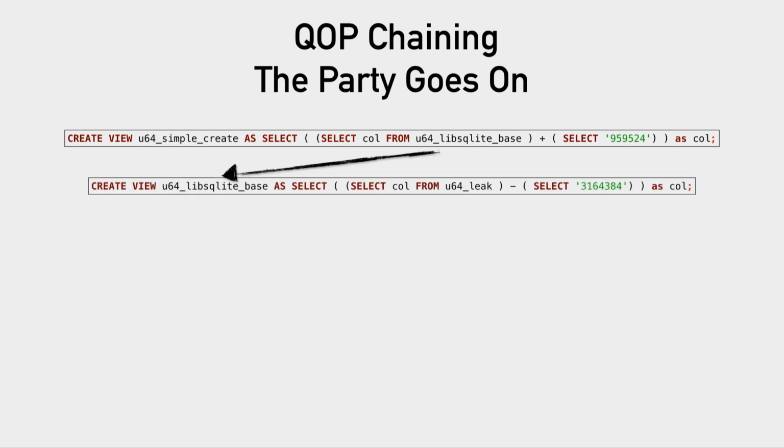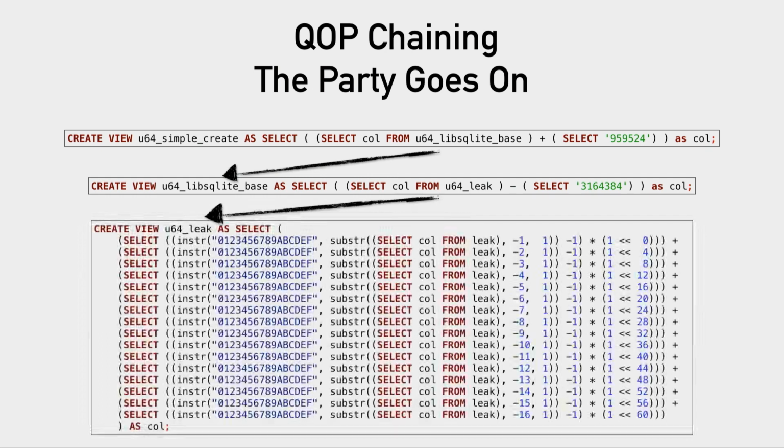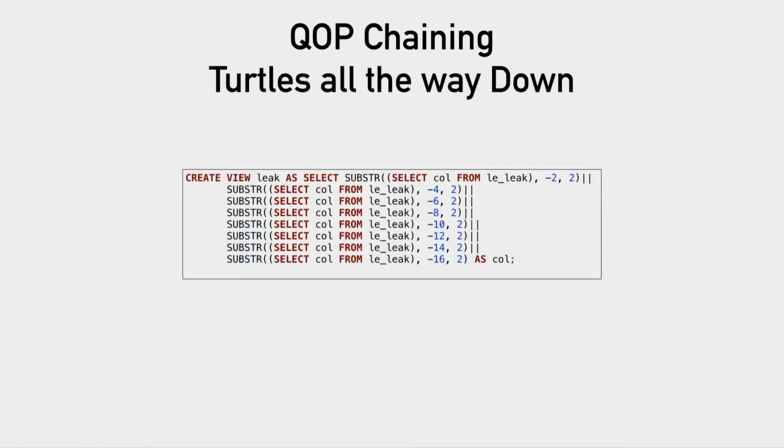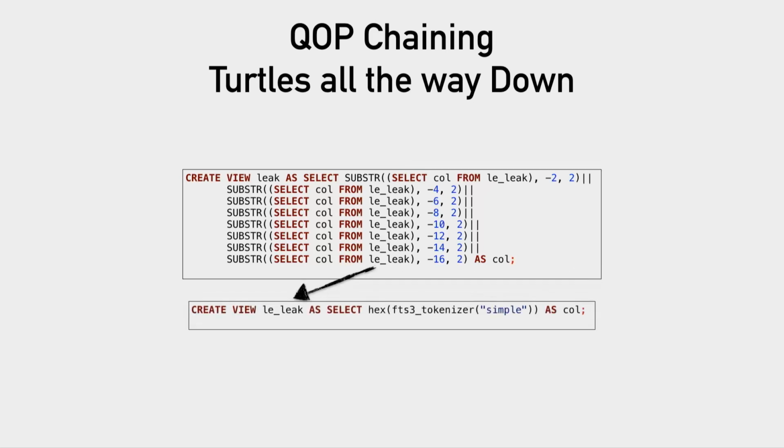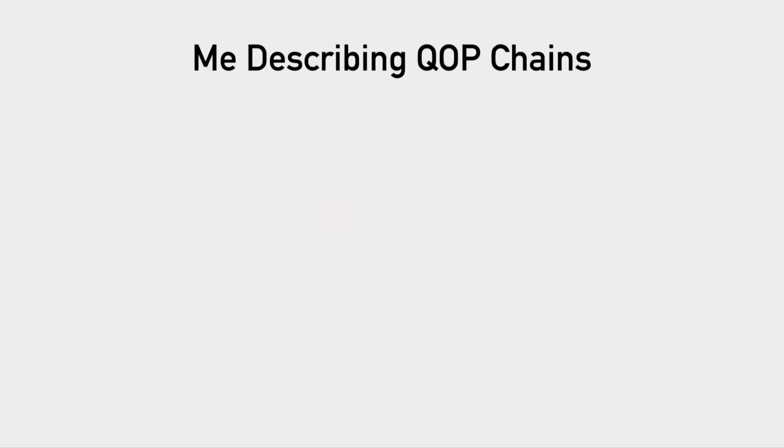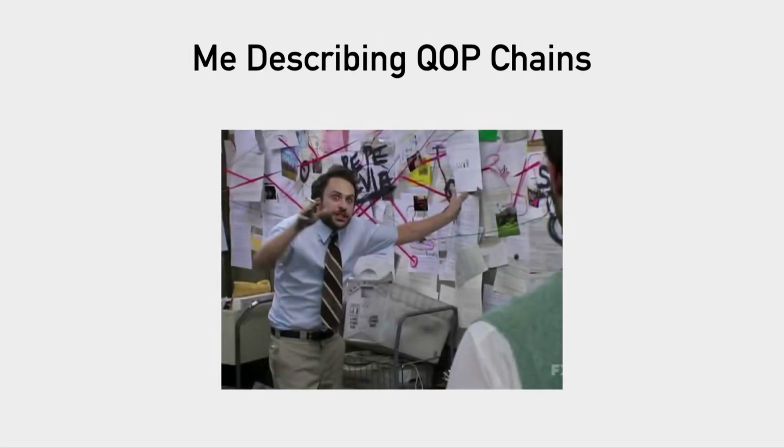The party goes on, because U64 simple create actually goes back to U64 lib.SQLite that utilizes some of our pointer arithmetic capabilities, right? And everything is derived from our initial leak, the U64 leak. But it's actually turtles all the way down. U64 leak refers to leak, right? And our unpacking capabilities. And leak goes all the way back to our initial vulnerability. And every time I describe this COP chain, this is how I must look, right? I must look insane.